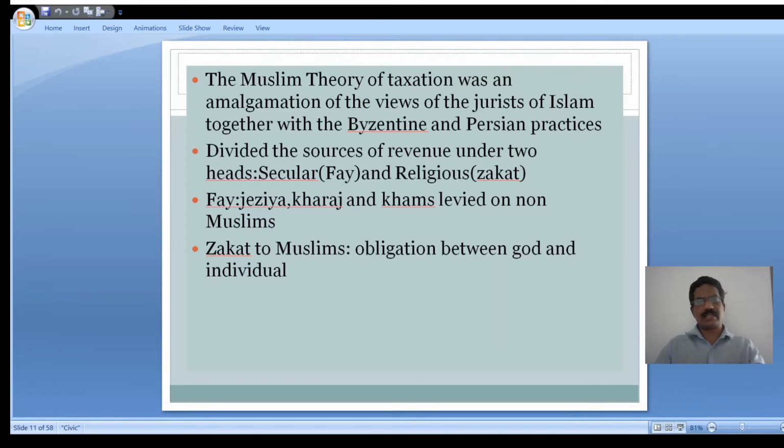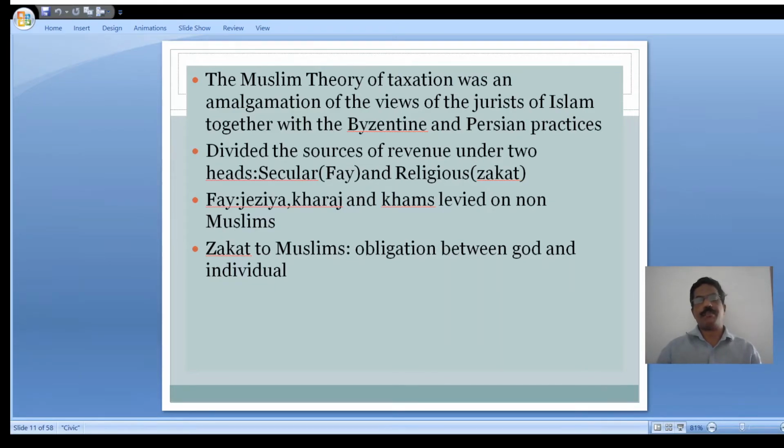So the sultans introduced some sort of reforms in the field of military. Ariz-i-Mamalik became the head of the army. All the sultans, with the exception of Razia, served as the commander-in-chief of the army. Amir-i-Akhur became another prominent official, who was in charge of the royal stables.